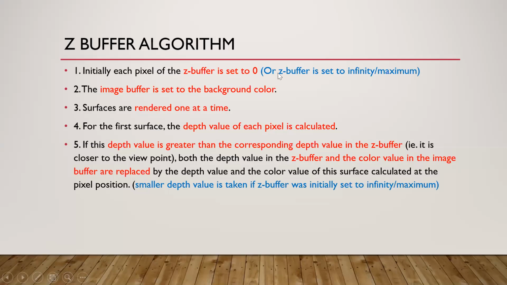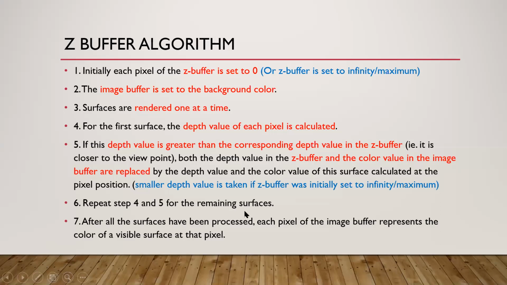Otherwise, if you have initialized the Z buffer with the value of infinity, then you will consider if the Z value is smaller than the Z value already available, and then you are going to color the pixel, or store the color value in the image buffer based on the Z value calculated. Otherwise, you are going to ignore that pixel. This process is repeated for all the surfaces under consideration. After all surfaces are processed, you get the color for each pixel in the buffer, which represents the color of the object.